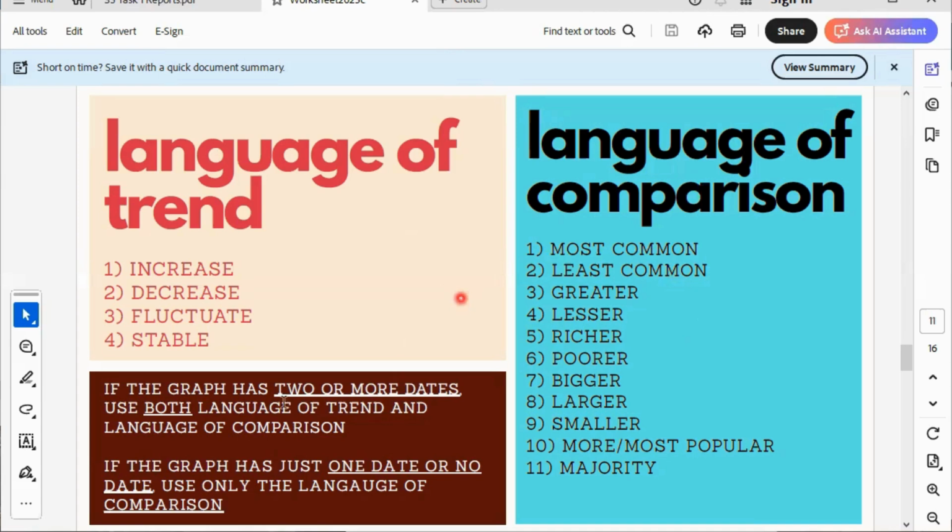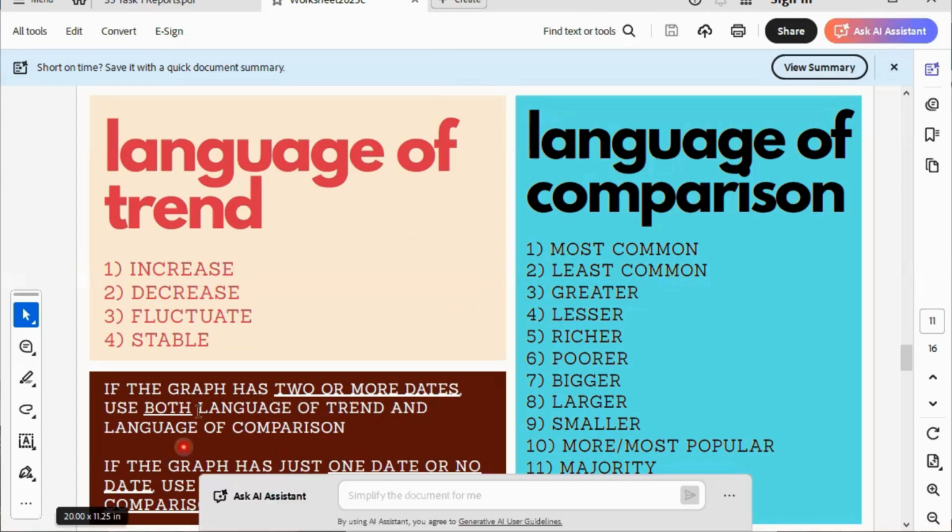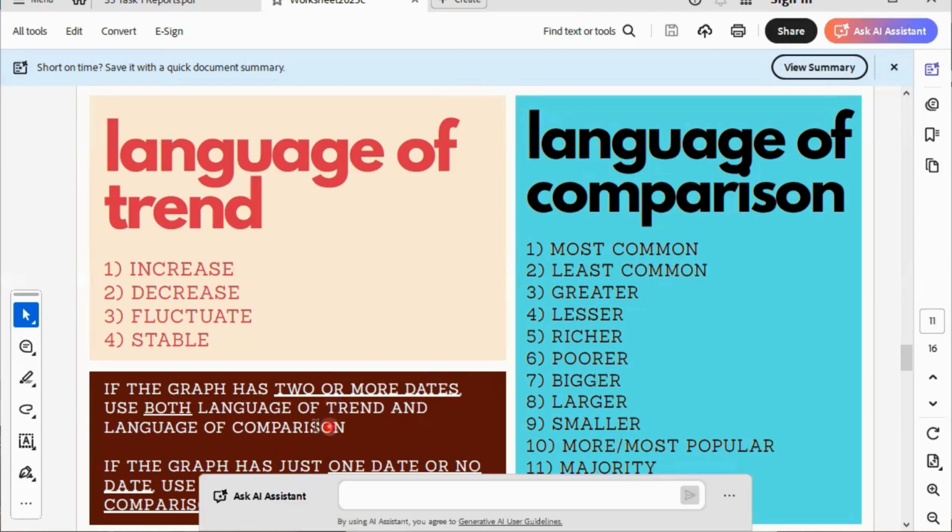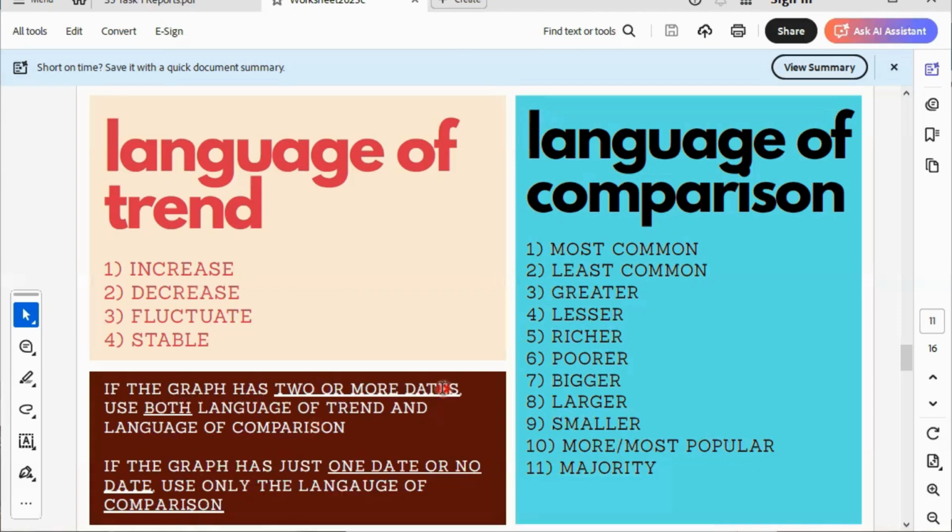And that takes us to this black box at the bottom here. If the graph has two or more dates, then you should use both language of trend and language of comparison. Okay? If the graph has what? Two or more dates, what should you use? Language of trend and language of comparison.